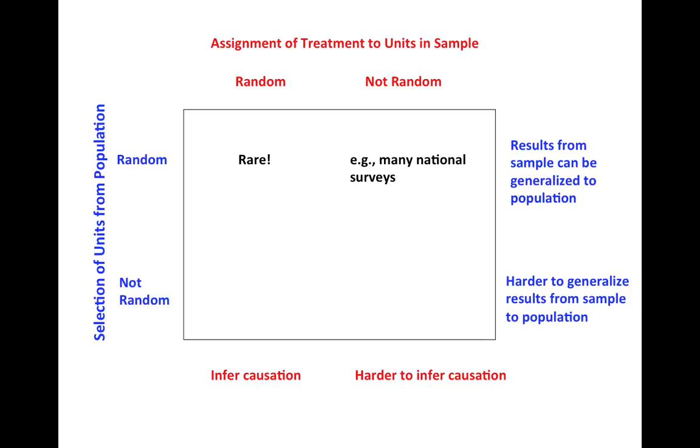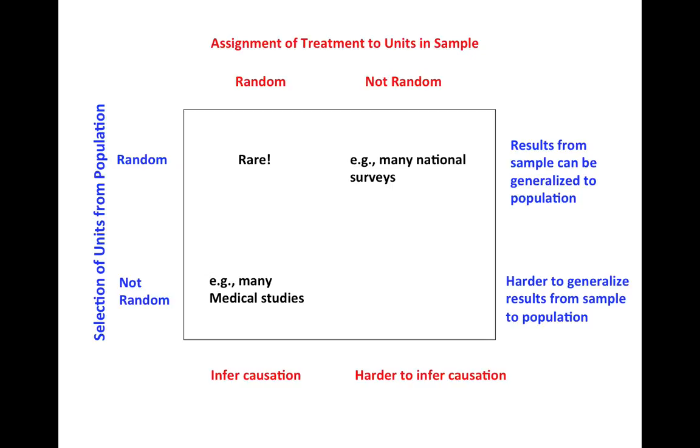And in that case, we'll be able to generalize to the target population because we have a sample that's representative of the target population, but we won't be able to learn about, say, the causal effect of being employed versus not employed because we didn't randomly assign who was employed and who was not employed.